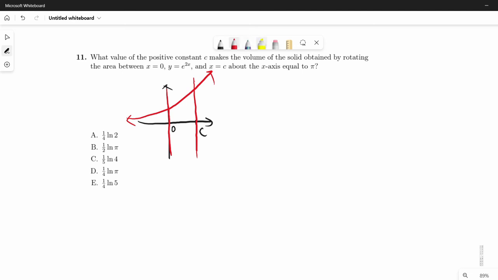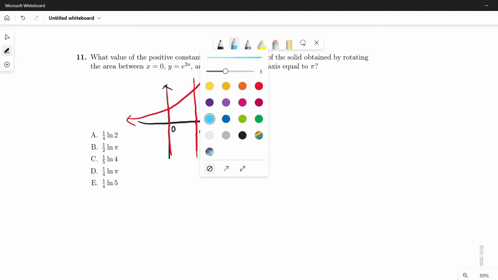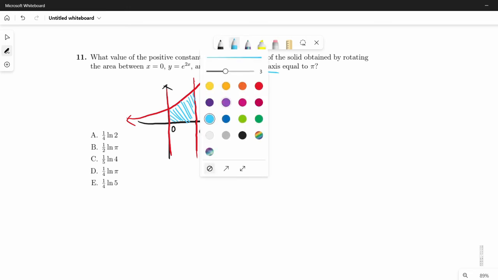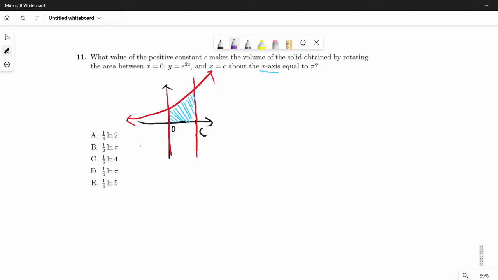So in this case, the area we were revolving around the x-axis would be this area, right? Bounded by the x-axis, the two vertical lines, and the exponential function. So if we revolve it all the way around, it makes generally a shape like this.